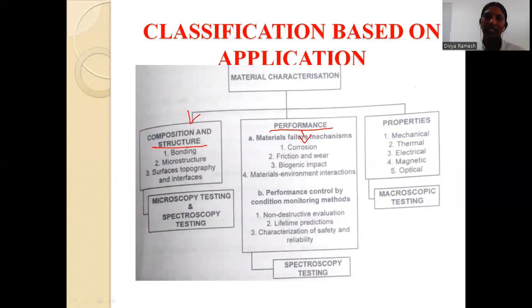As it says, the performance, in the sense, the corrosion, friction and wear. These are the factors which are going to affect the working of a particular specimen or anything. So that is the performance category. Next one is your properties. So mechanical, thermal, electrical, magnetic and optical properties can be tested with the help of some macroscopic equipment. And the composition and structure can be studied with the help of microscopy and spectroscopic testing.